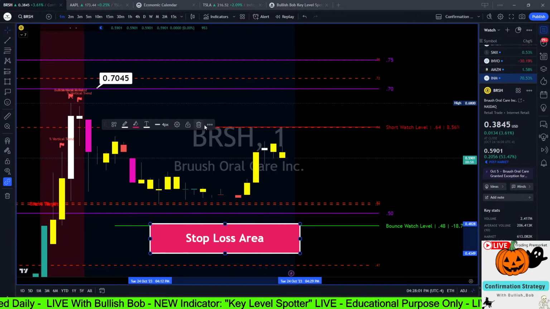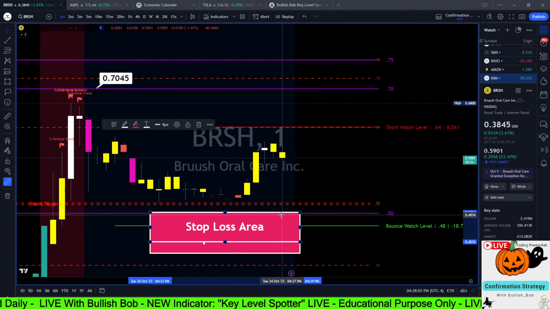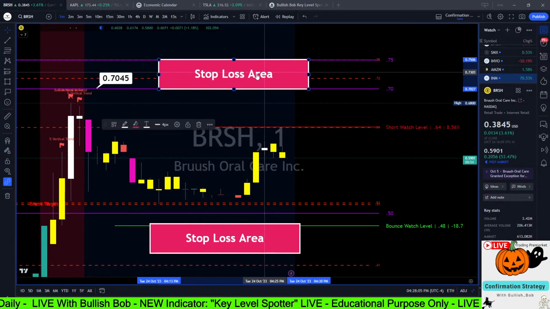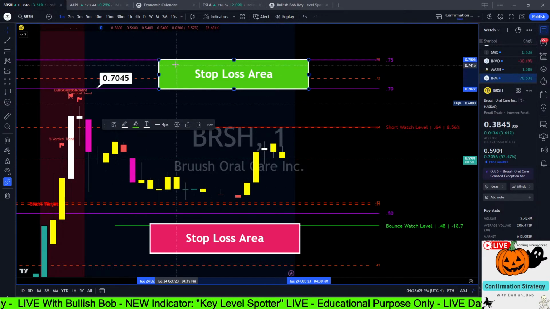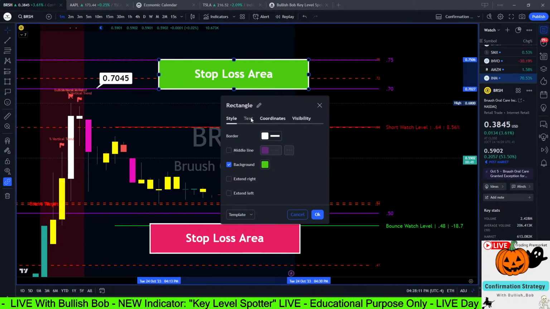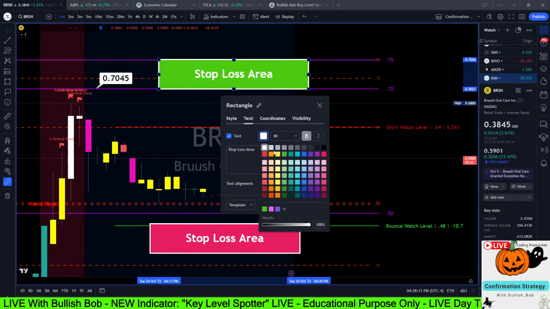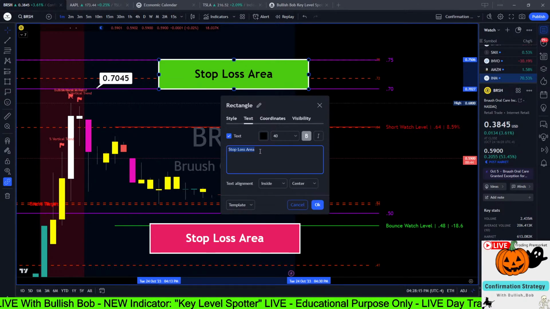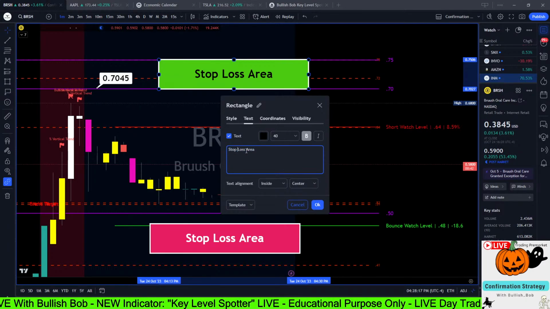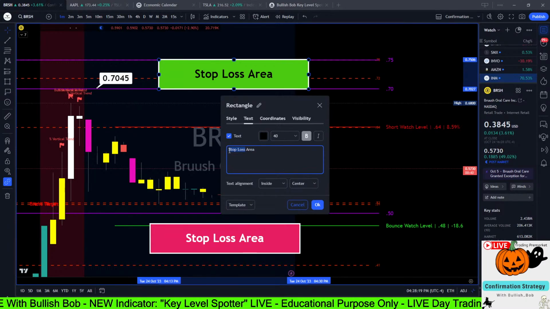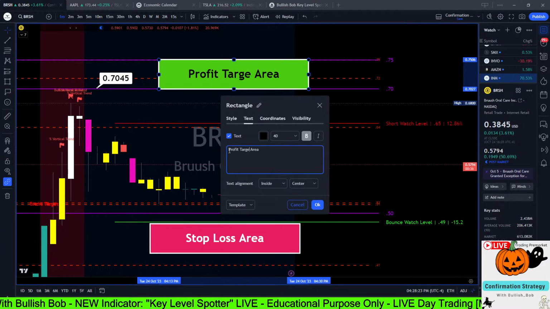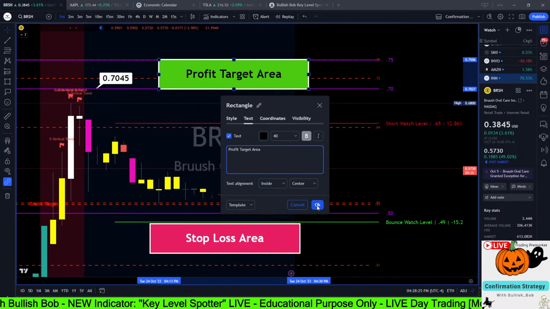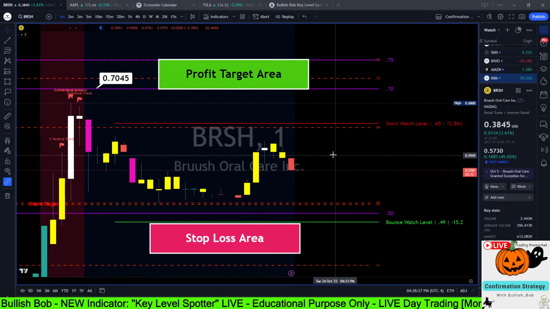So if I just took this, cloned it, right? And added up here and put this in green so it's easy to see. And I guess we'll change the text inside of it to black, make it easier to see. And we'll call this the profit target, right? So that's how I would be trading this right now.